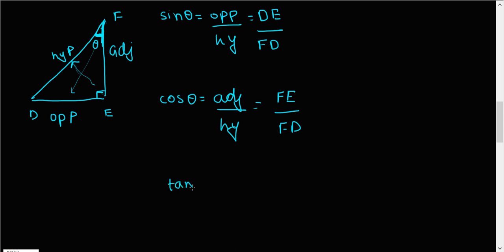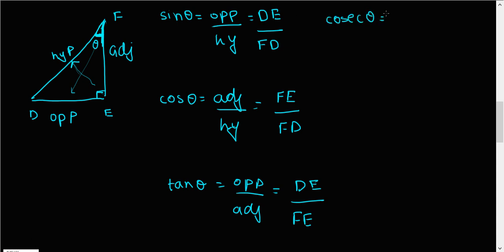Tan theta is given by opposite by adjacent. Opposite in this case is DE, by the adjacent, FE. Now, cosec theta is the reciprocal. It's 1 by sin theta, and it is hypotenuse by opposite.